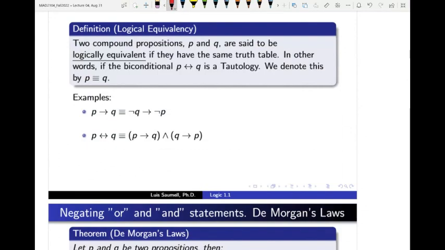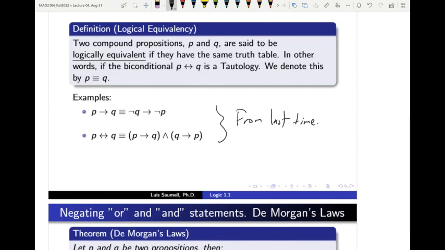So it's good to remember this: a conditional is equivalent to its contrapositive, and when you have a biconditional, you can break it up like this, as an and statement, into two conditionals. You okay with this? All right.